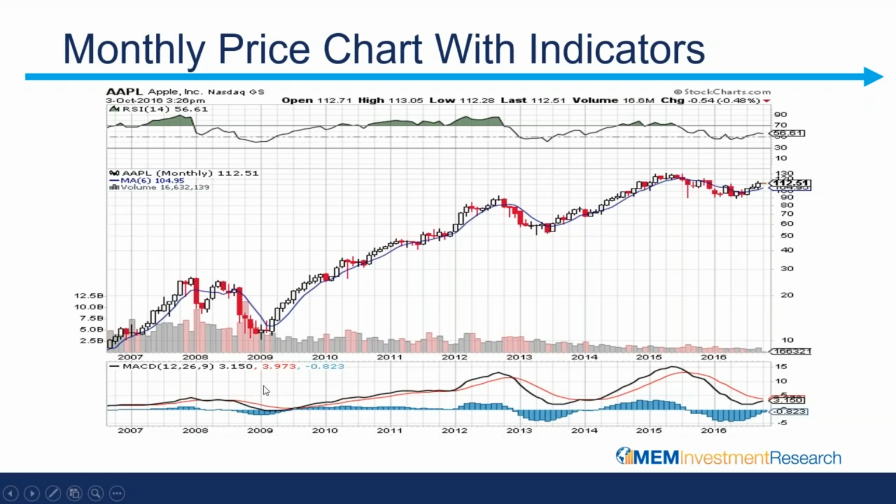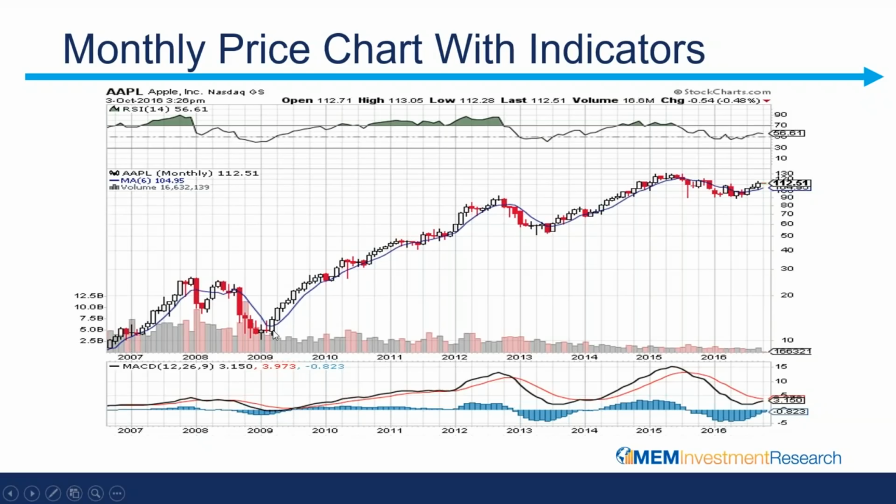And then below is another momentum indicator. It's called the MACD, Moving Average Convergence Divergence. So your black line is the MACD line, the red is the signal. So you're keying in on crossovers. At this juncture, the MACD is turning positive, a positive crossover.